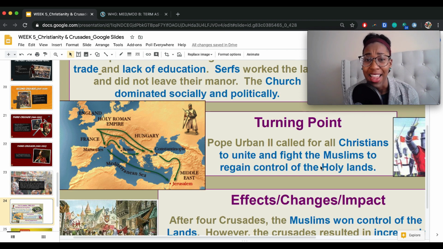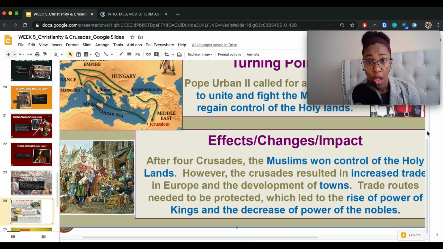Pope Urban II, a religious leader, is powerful enough to call people to war, to risk their lives, to fight for this holy land in Jerusalem. Now, the long-term result, the Muslims won control of the Holy Land. However, the Crusades ended up having a different impact that people really didn't predict.